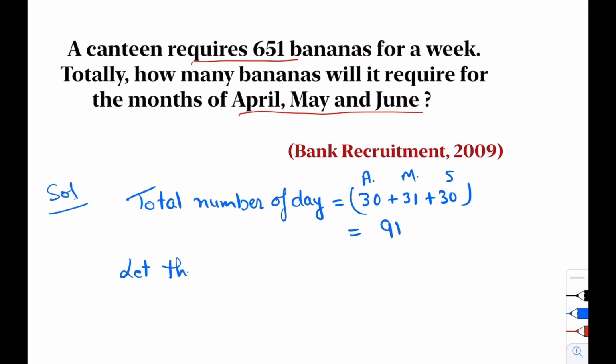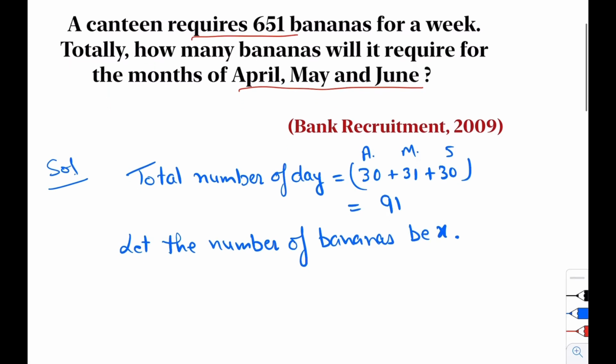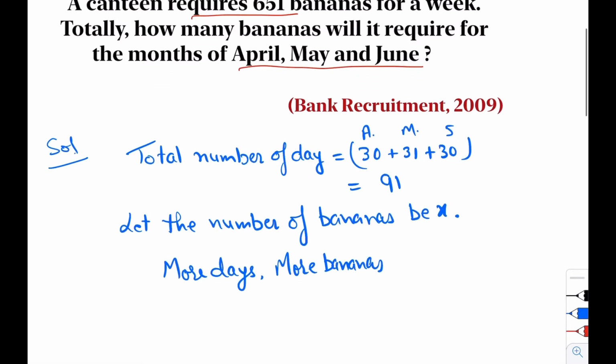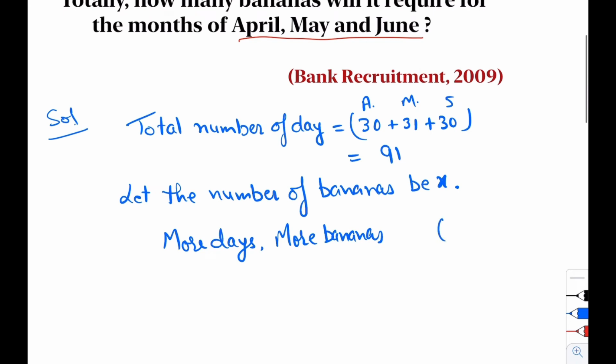So now let the number of bananas be x, required number of bananas. So more days, more bananas. So it means it is direct proportion.